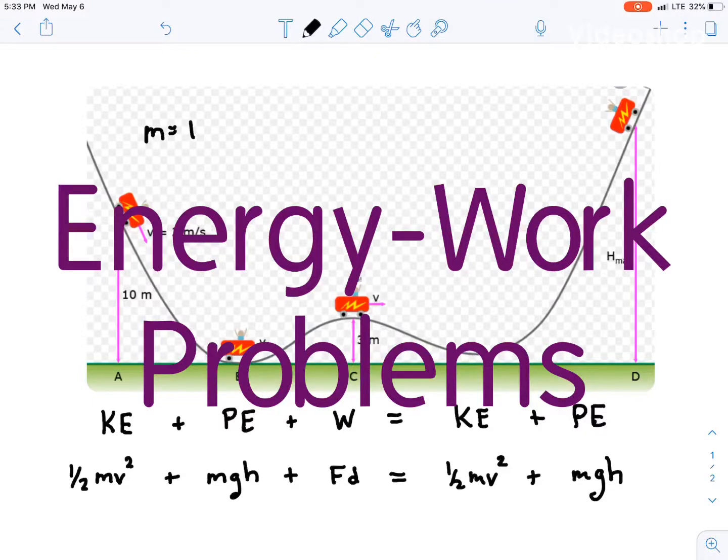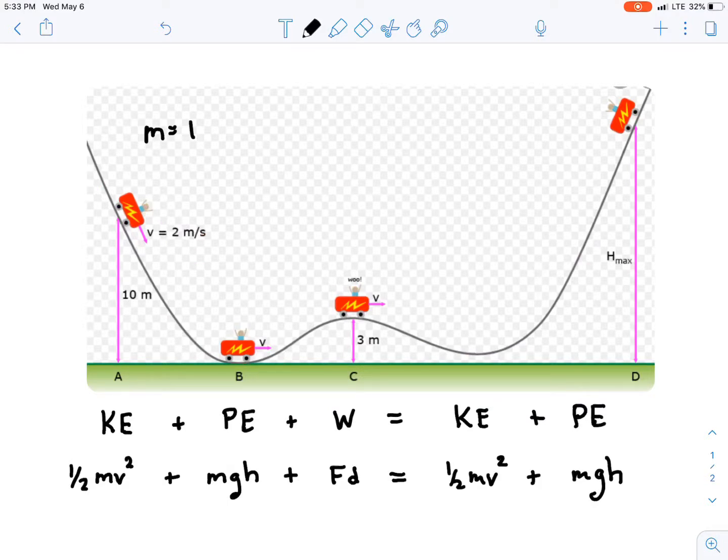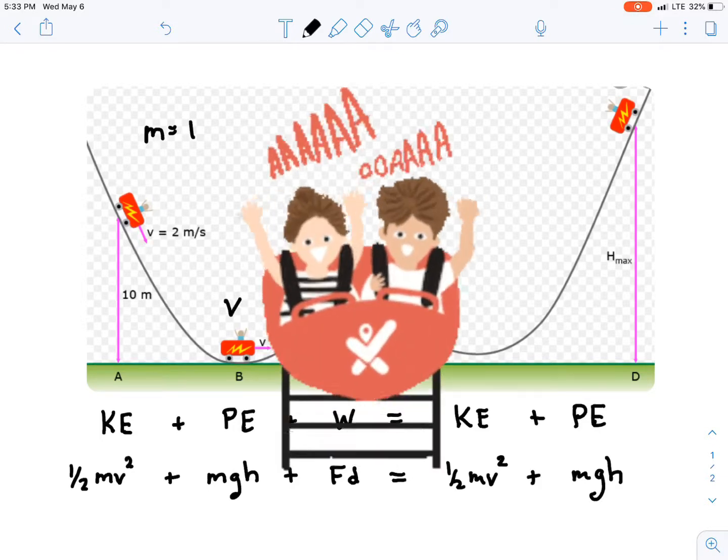Oh my goodness, energy problems. You can't remember how to do energy problems? Well, here we go. We have a roller coaster here and it's moving at 2 meters per second and it's 10 meters above the ground. And what we're going to do is try to find out the velocity at point B.